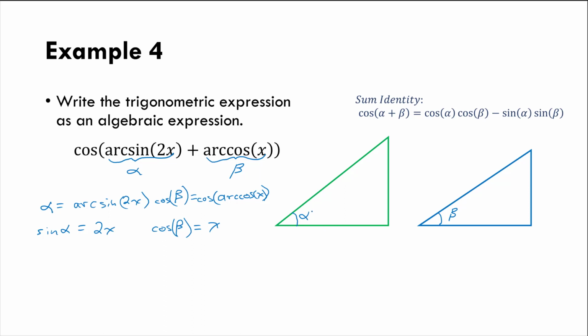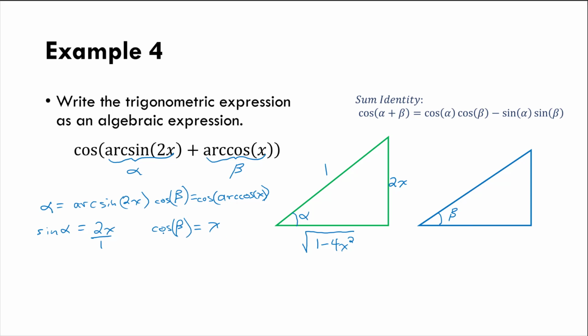Let's work with our alpha first. Sine of alpha is equal to 2x, or I could think of this as 2x over 1, because sine is opposite over hypotenuse. I know my opposite is going to be 2x, and my hypotenuse is going to be equal to 1. So how can I find this base here? Well, I can just use my Pythagorean theorem, and that's going to equal the square root of 1 minus 4x squared.